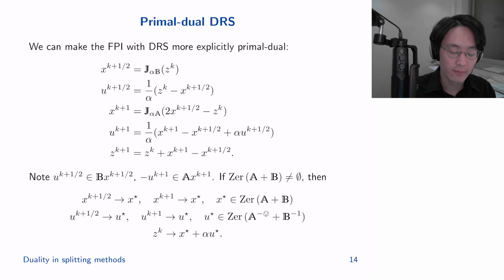So DRS converges under the condition that the maximal monotone operators A plus B, the sum, has a 0. So under that condition, the main iterate z^k converges to a fixed point, and under that condition, the primal iterates converge to the same limit x star, and x star is a primal solution. And by the same line of reasoning, we can show that the dual iterates u^{k+1/2}, u^{k+1} converge to the same limit, and the limit is a dual solution. And finally, we can show that the limit of z^k, the limit of the main iterates, is the primal solution x star plus alpha times the dual solution u star.